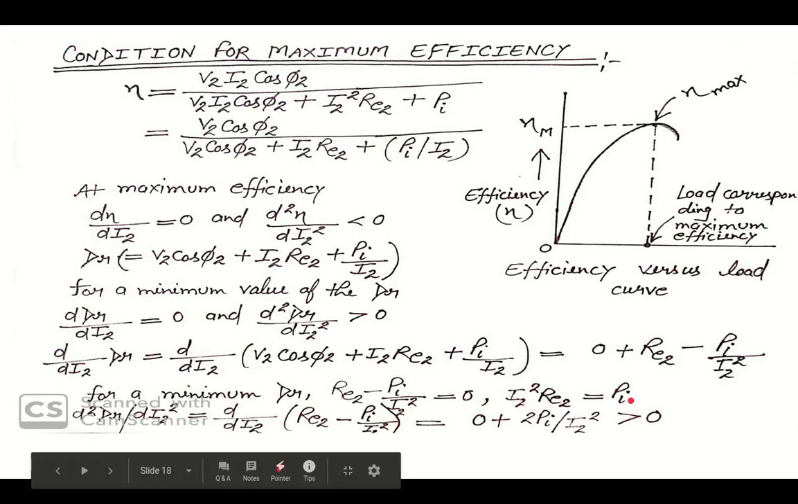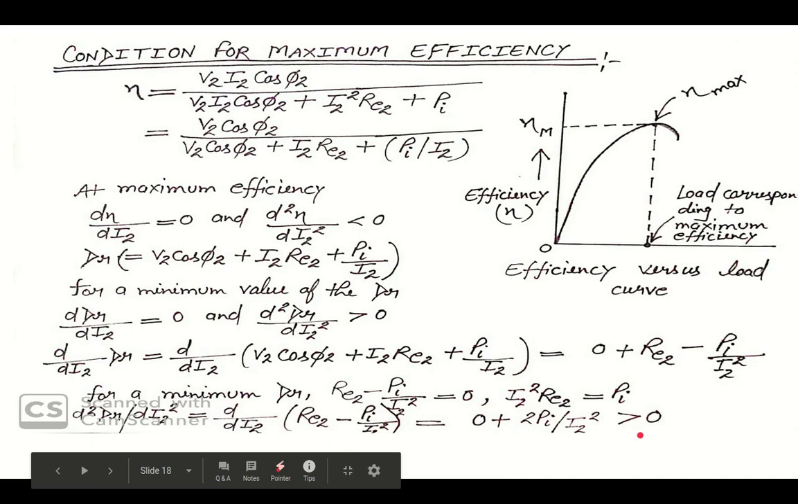Now we again differentiate this expression with respect to load current. Now you can see here d over dI2 of Re2 minus Pi upon I2 square. After differentiation we get 0 plus 2 Pi upon I2 cube. You can see here this is a positive value and greater than 0.